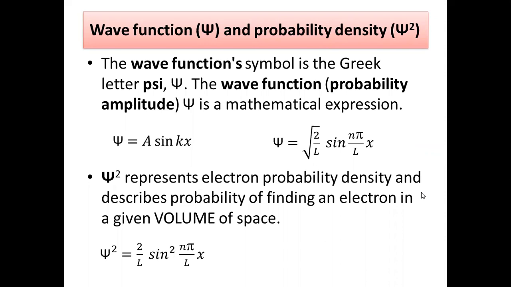So today I will teach you about the wave function and more about the probability density. The wave function is actually the probability amplitude, and the probability density describes the probability of finding an electron in a given space of volume. In one of the previous lectures, we have already derived these equations. This is the wave equation, and this is the probability density.